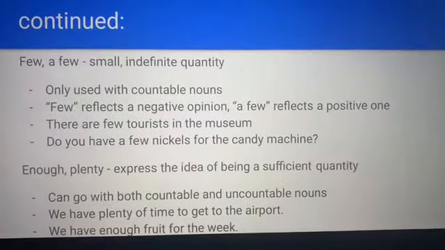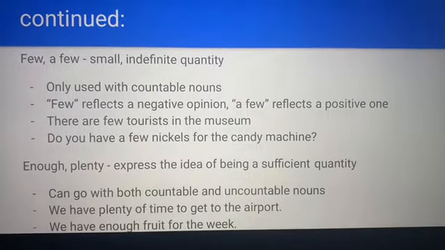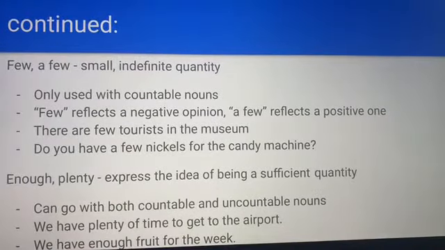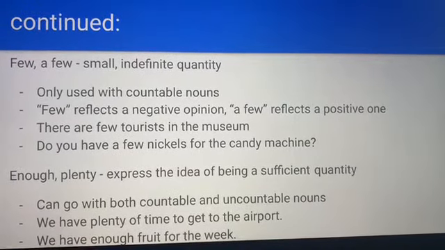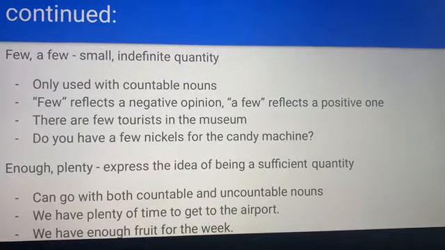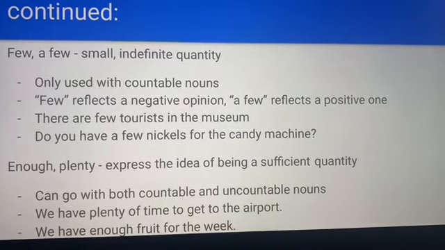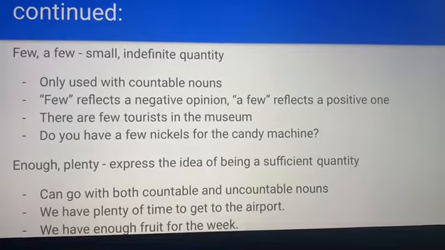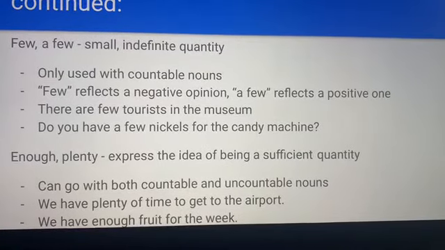The next one is few or a few. It's a small indefinite quantity and only used with countable nouns. One expresses a negative opinion and one reflects a positive one. Few reflects a negative and a few reflects a positive one. For example, there are few tourists in the museum, which is negative. And then a positive one is, do you have a few nickels for the candy machine?